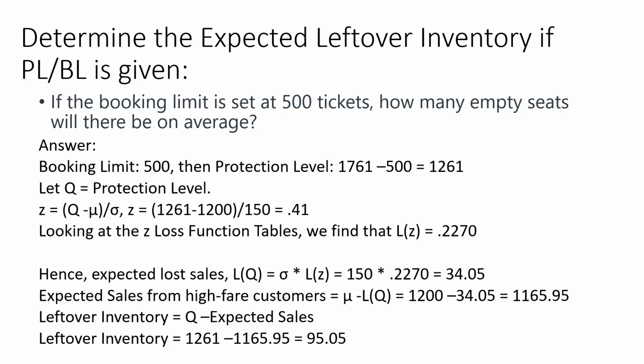So once you get L of Q, or lost sales, the expected sales from high fare customers is equal to mu minus L of Q. Then leftover inventory is Q minus expected sales. So the leftover inventory is equal to 95.05.